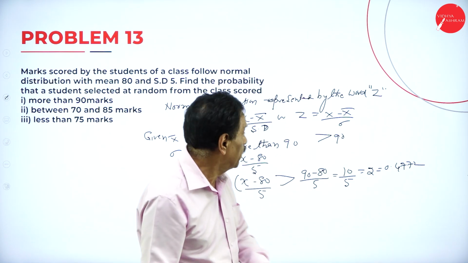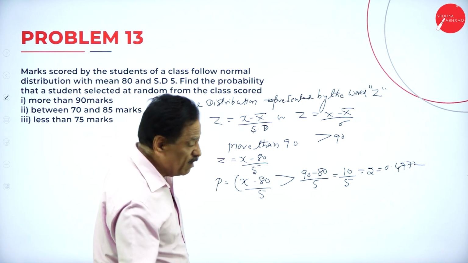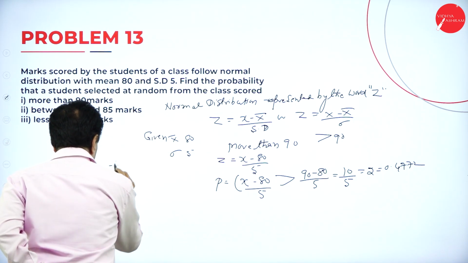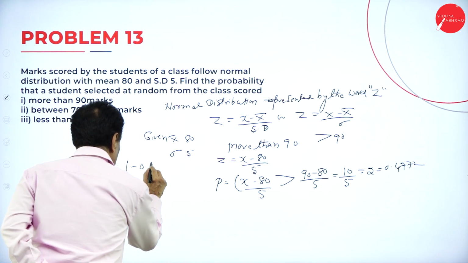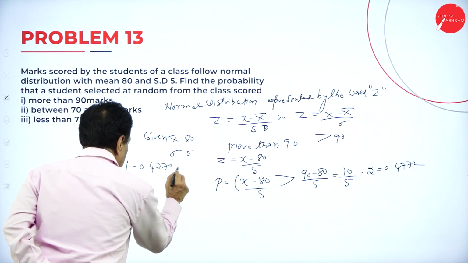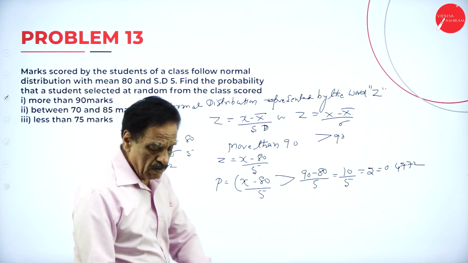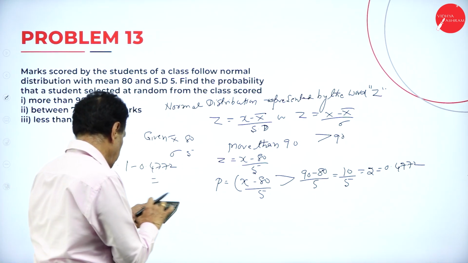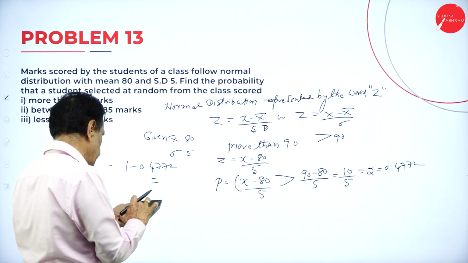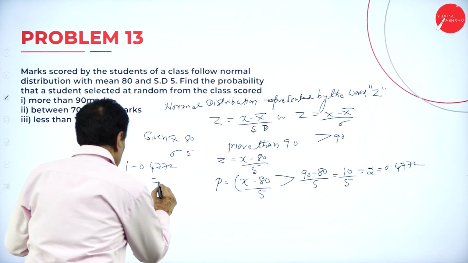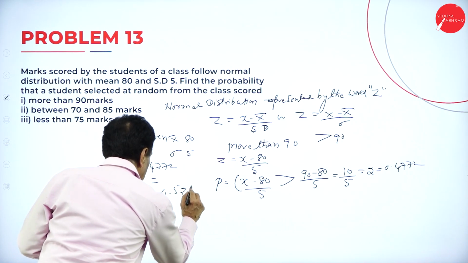According to this table the value is 0.4772. Since they say more than, the value is 1 minus 0.4772. That is 0.5228.